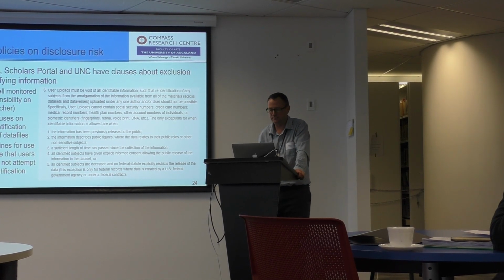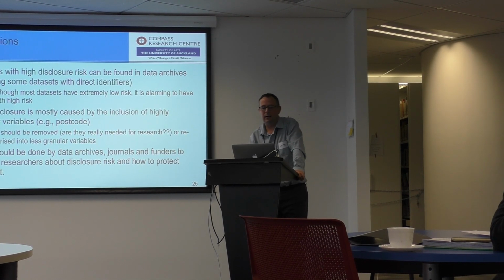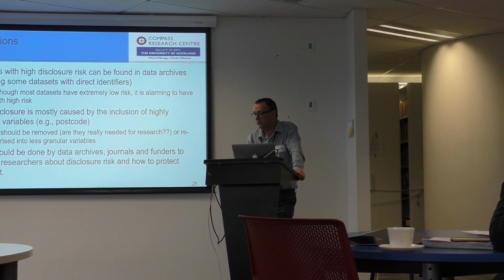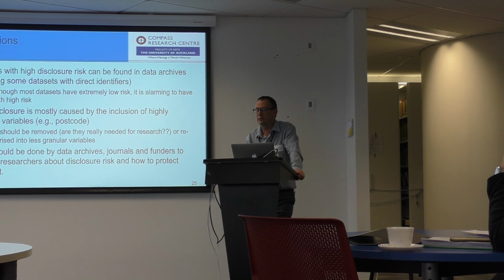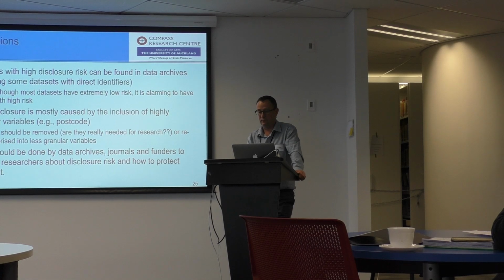Okay, so just to finish up here, datasets with high disclosure risk can be found in data archives. It's not a lot of datasets, but even finding 1, in our case 6, I think, is concerning. The high disclosure is mostly caused by the inclusion of highly granular variables, postcode, or in the case of the Harvard Dataverse one, where they actually had names and mobile numbers.